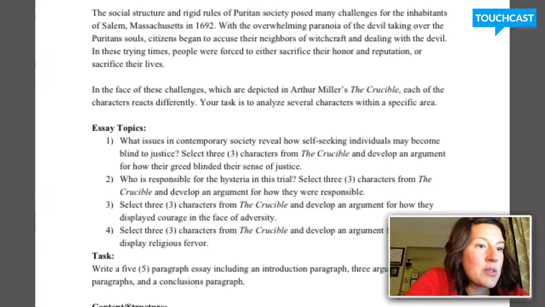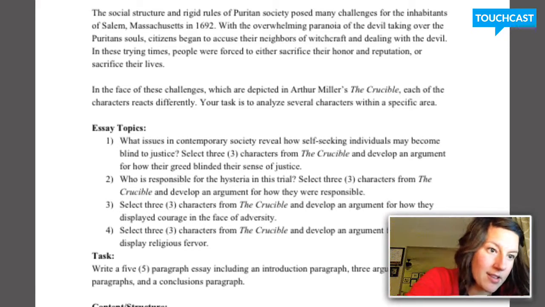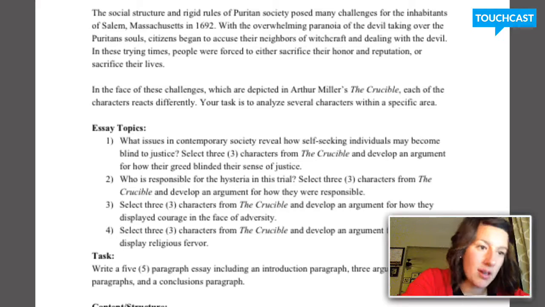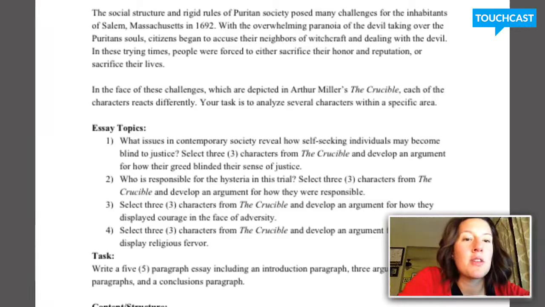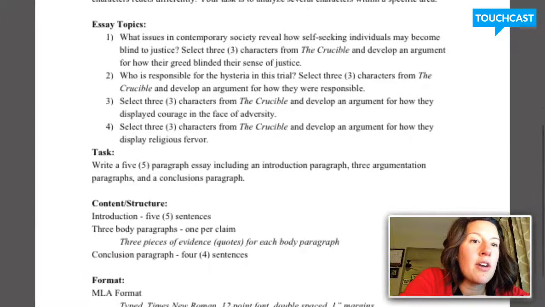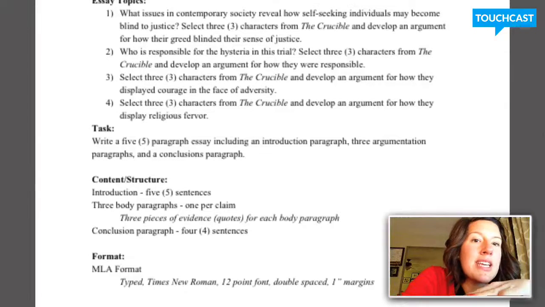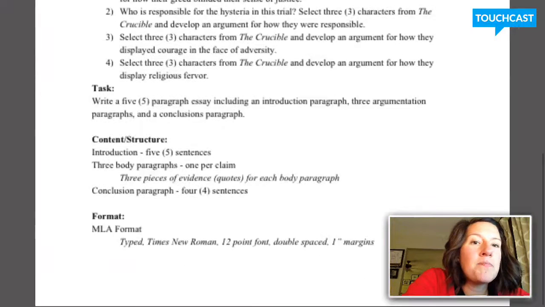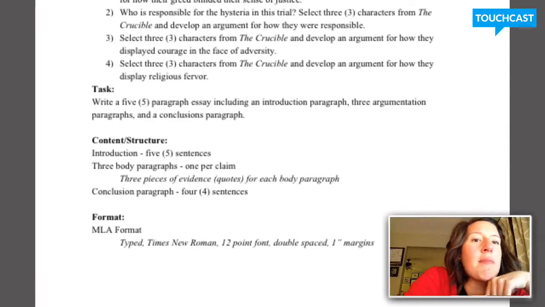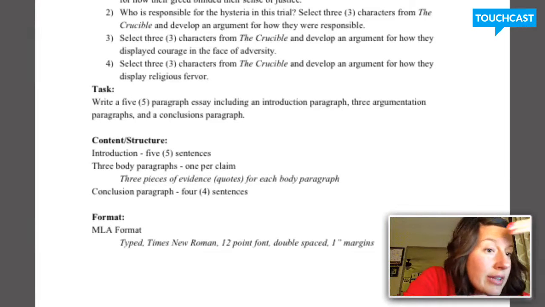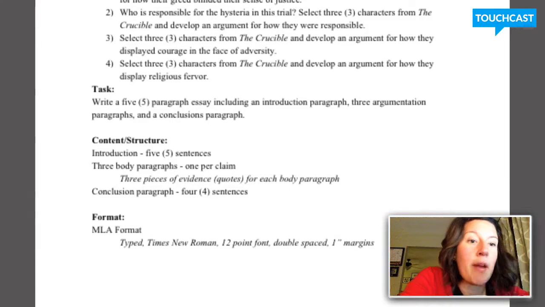And so that is one of your claims. Claim number 1, Abigail Williams blinded herself with greed in these 3 ways. Claim number 2, different character, blinded himself with greed. Paragraph 3, blinded themselves with greed. Alright, so it says write a 5-paragraph essay, including an introduction paragraph, 3 argumentation paragraphs, and a conclusion. You can read through the rest of that, basically just making sure you will need to have at least 3 quotes per body paragraph.